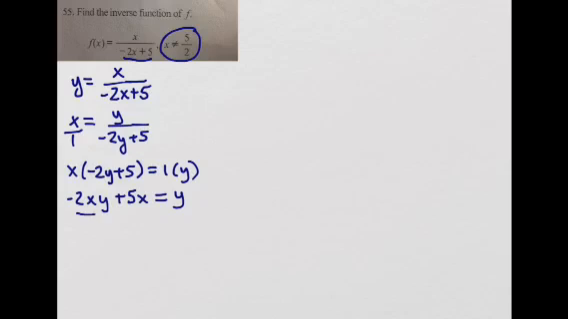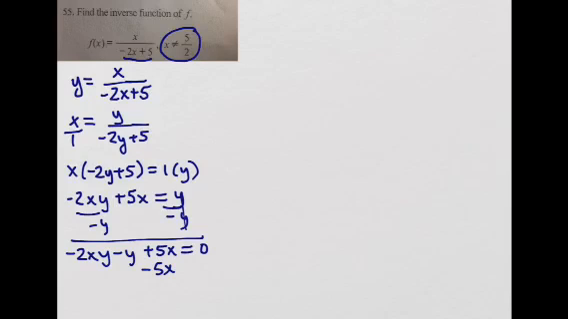So again, notice I have two y terms, so I want them together. So I'm going to subtract y. That's 0. So negative 2xy minus y plus 5x equals 0. I'm going to subtract 5x because that one doesn't have a y, so I'm going to get it out of the way, move it to the other side. That's 0 right there. So now I have negative 2xy minus y equals negative 5x.